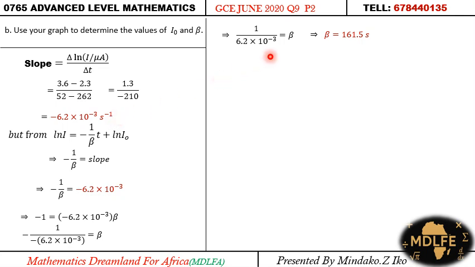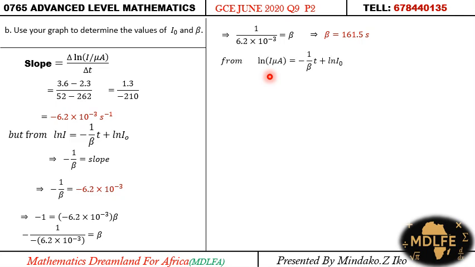Okay, so that is it. So this is our value of beta. Now we are to obtain our value of I naught. So what is actually now our value of I naught? Since our graph did not begin from 0, we cannot conveniently read the value of I naught. So it means we are going to use some trick here for us to solve for I naught.